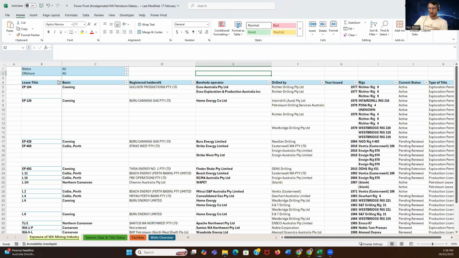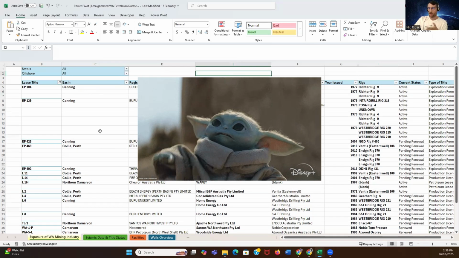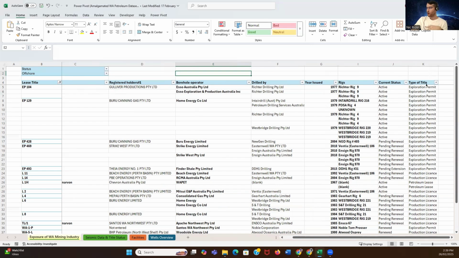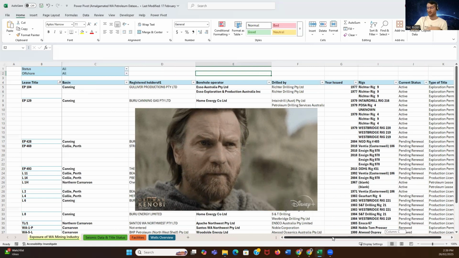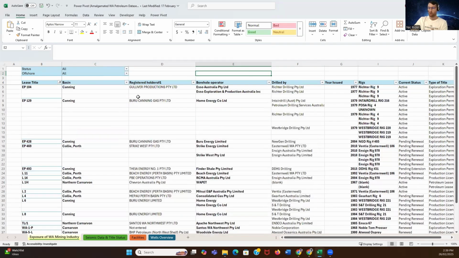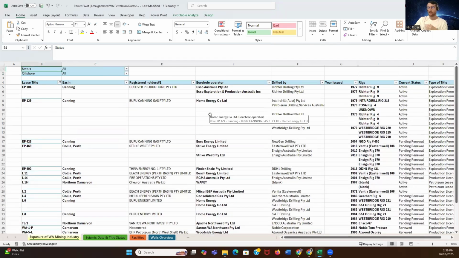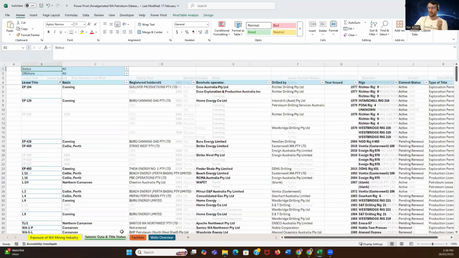So down here, we've got lease titles, basin, so I know what basin that lease is in, who's the registered holder. So that's like the operator, the borehole operator, what company that is, who it's been drilled by, what year it was initially issued for the lease, what the rig is called, current status, is it active or not active, and then the type of title, is it an exploration permit or a production license. That once again gives me a bit of an advantage when I'm making assessments. I can go, well, what's happening, who's got what lease here in the market, and I can then use that information to further research and uncover what's happening on each particular lease.